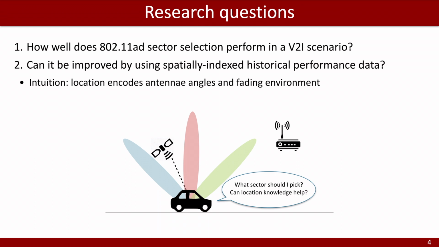Our intuition is that since location encodes distance, angle between communicating antennas, and the presence of obstacles, it may be a good heuristic for sector selection. Therefore, instead of performing a sector-level sweep to pick a sector, we could perhaps just use the sector that has statistically performed the best for the current location.